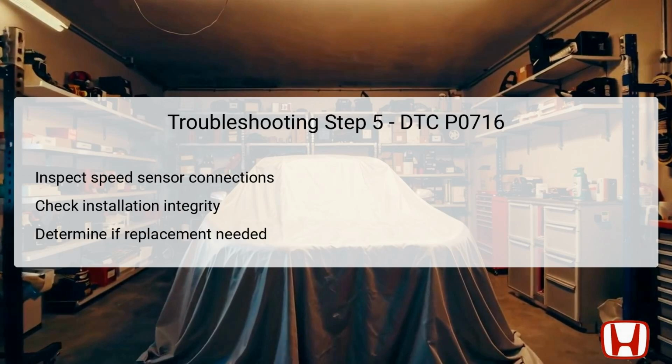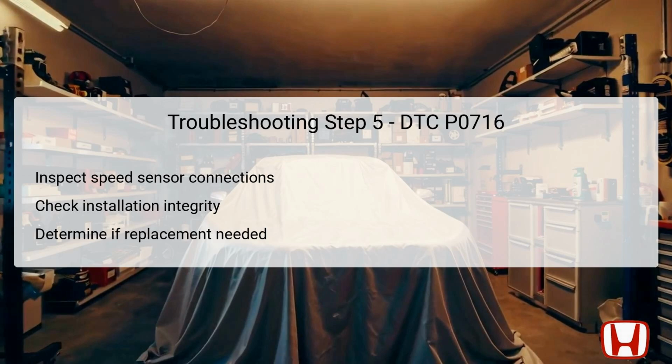Step 7 drives the technician to check both the input shaft, main shaft, speed sensor, and the output shaft, counter shaft, speed sensor. Begin by inspecting the connections at each sensor for any signs of poor installation or corrosion, which can lead to poor electrical contact. A good connection is vital for accurate sensor readings. If these connections appear compromised, they should be cleaned or tightened as necessary.